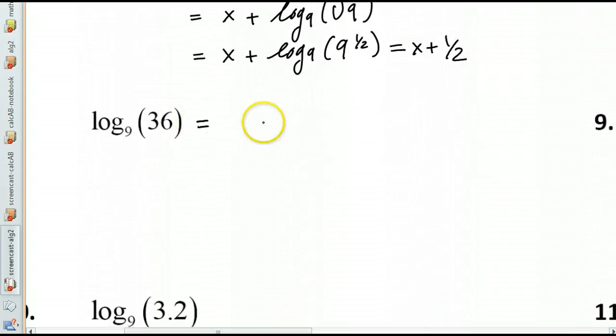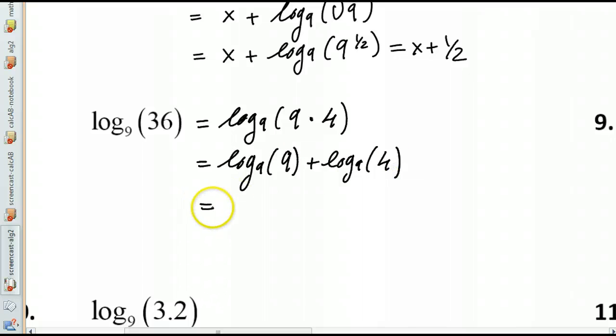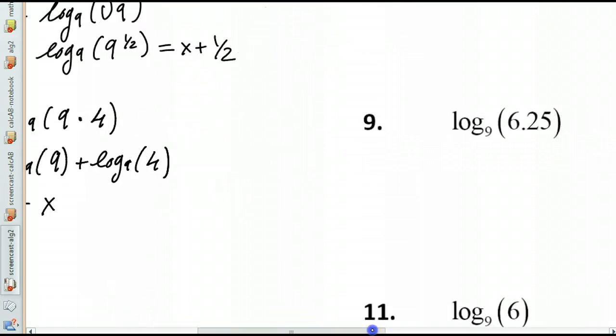36, well, 36, I'm going to start by writing that as log base 9 of 9 times 4. Oh, that's pretty simple now, because this is a log base 9 of 9 plus the log base 9 of 4. And so it is 1 plus x. Okay, 1 plus x.